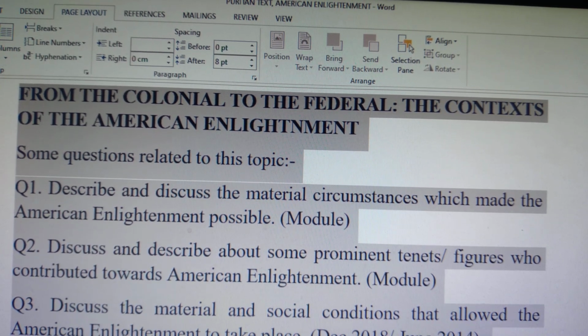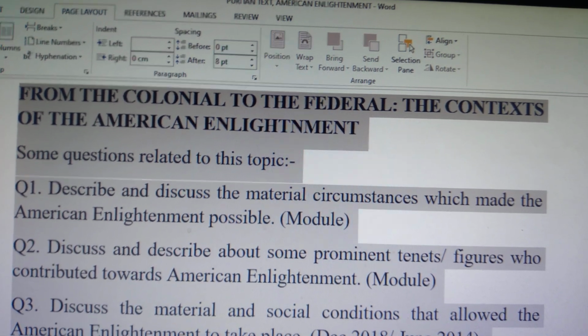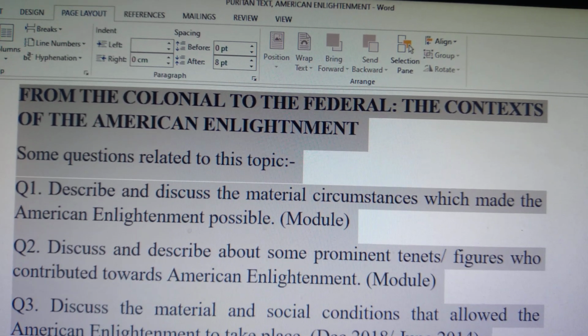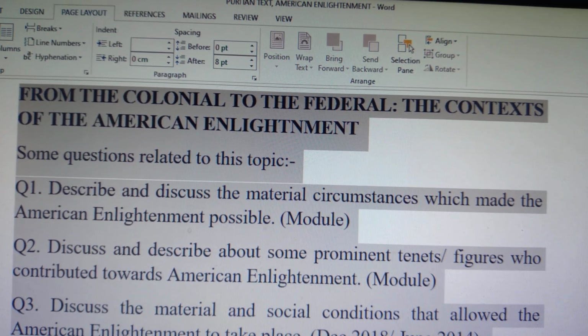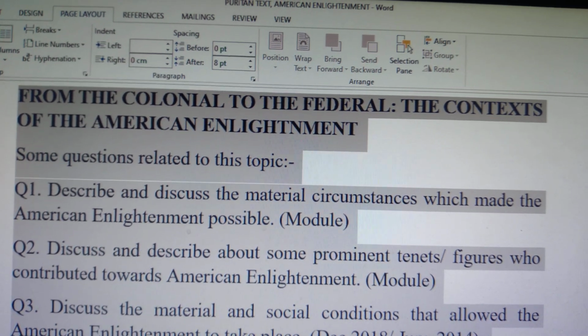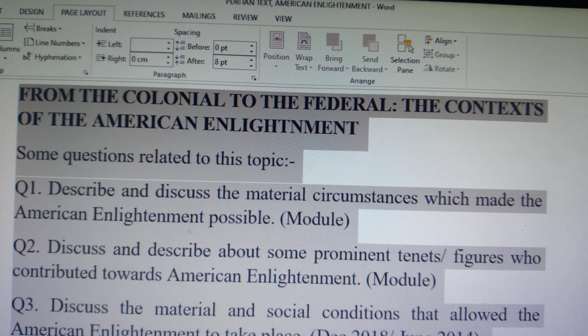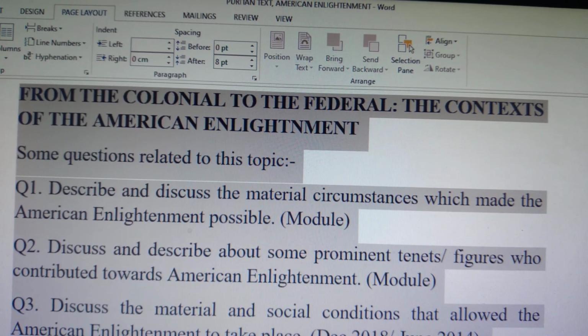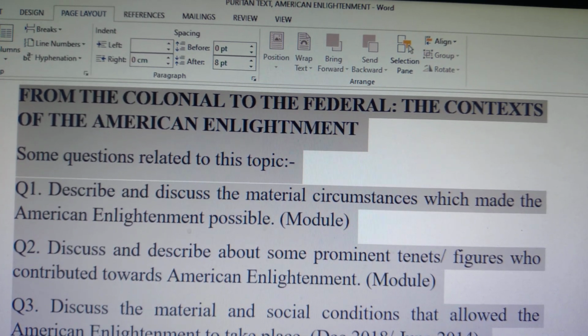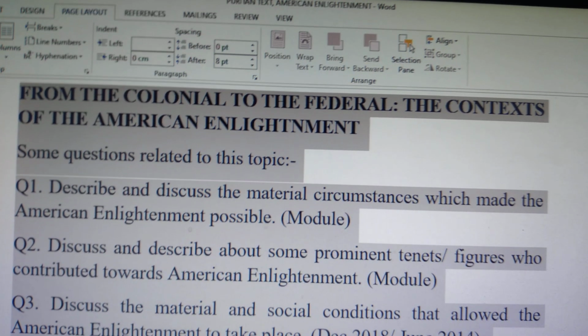Anyways, let's get started with the topic. I was continuing the Puritan concept, the Puritans as literary artists. So therefore, I'm still now with MEG6 first portion of the text. From that part, I'm doing the topic from the colonial to the federal, the context of the American Enlightenment.